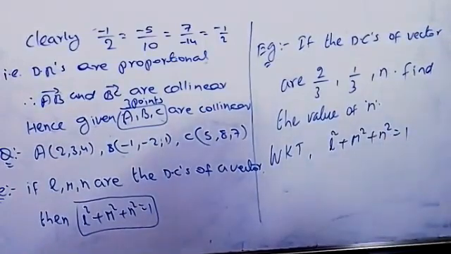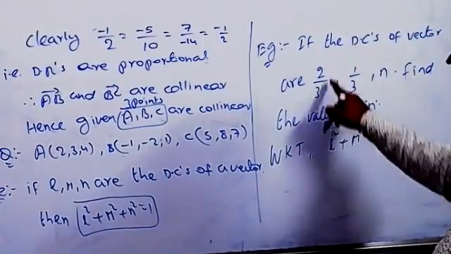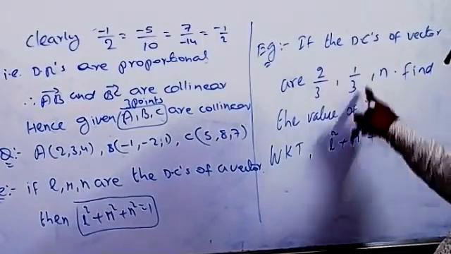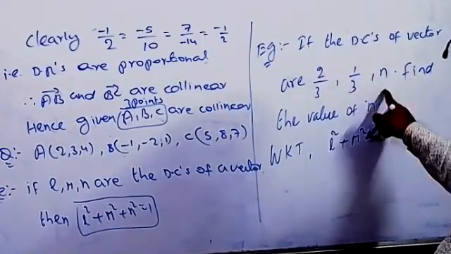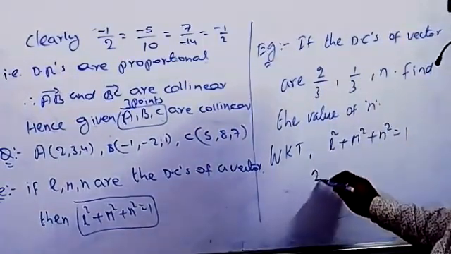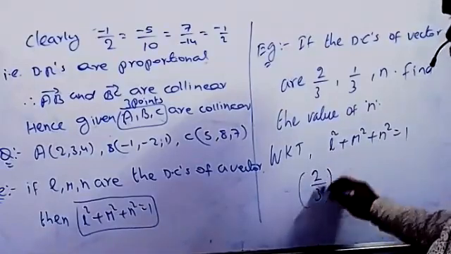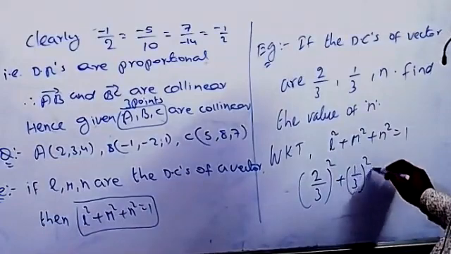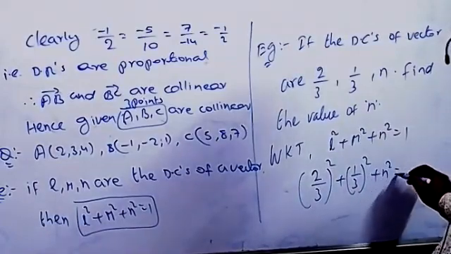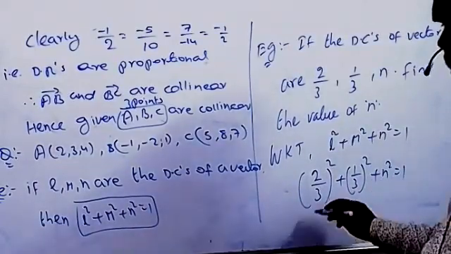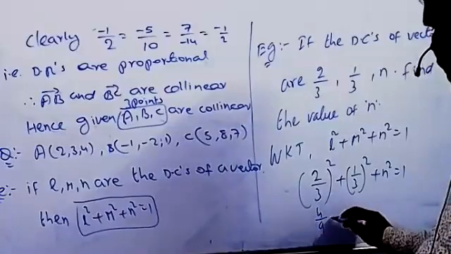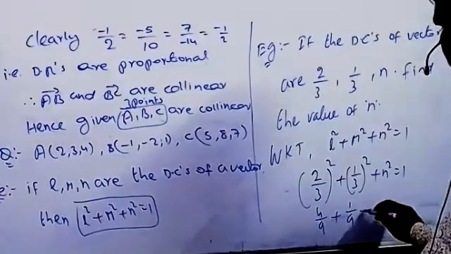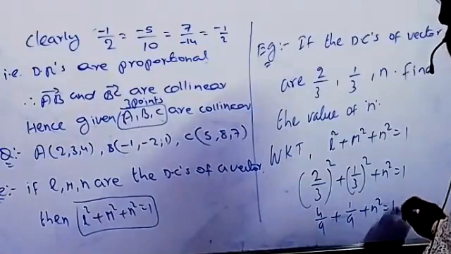The value of l is 2 by 3, the value of m is 1 by 3, and n is n only. So you can write (2 by 3) whole square plus (1 by 3) whole square plus n square is equal to 1. That is 4 by 9 plus 1 by 9 plus n square equal to 1.